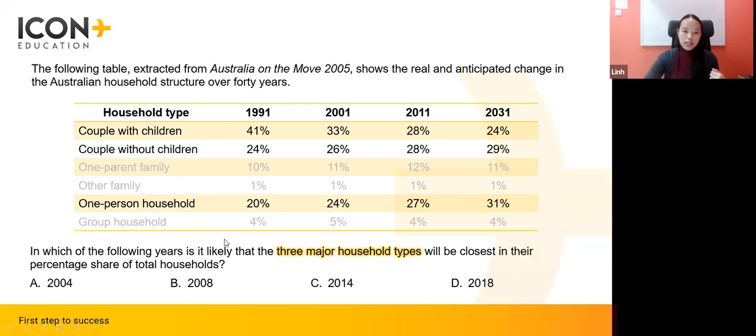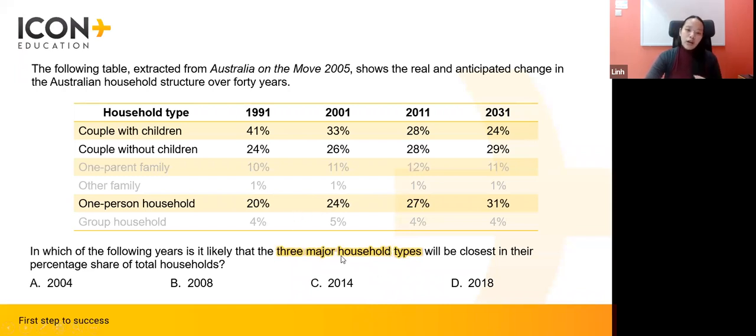Now, what the question is asking for is the year in which the percentages of the three will be the closest to each other. But note that all of the years given in the answer choices are not actually in the table. So we'll need to use a little bit of interpolation to find the years in between the years that they give you in the table.